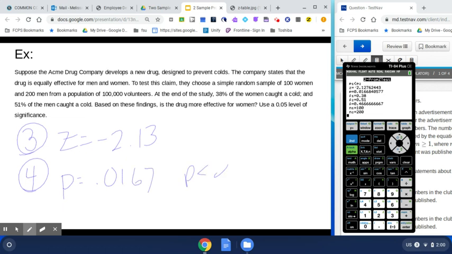P is less than alpha. So when P is low, our decision is to reject the H0. When P is low, reject the H0. So we're rejecting the null hypothesis. So to answer their question, is the drug more effective for women at alpha equal to 0.05? The drug does seem to be more effective for women than men. In other words, the proportion of women who get sick is less than the proportion of men who get sick while using this new drug.